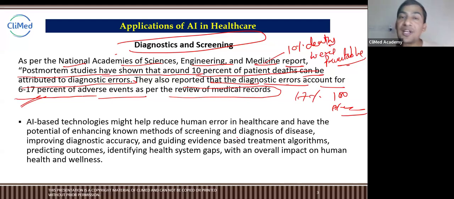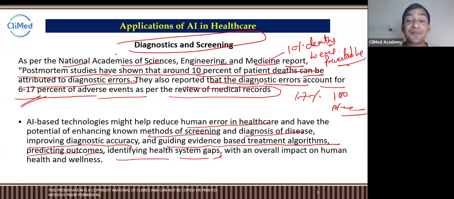So how can AI help? AI-based technologies might help reduce human errors in healthcare and have the potential of enhancing the known methods of screening and diagnosis of disease. Improving the diagnostic accuracy, definitely. Compared to manual, the diagnostic accuracy is fantastic with machines. It can guide evidence-based treatment algorithms, predict outcomes, and identify health system gaps with an overall impact on human health and wellness.